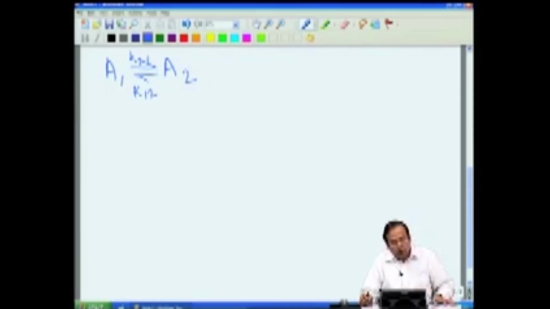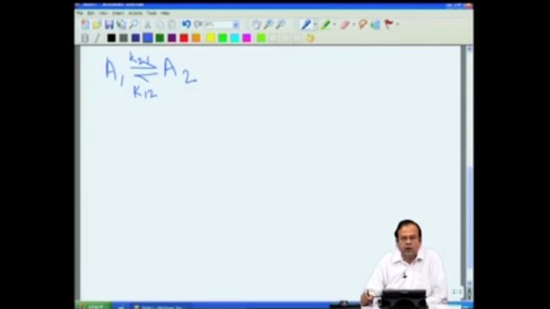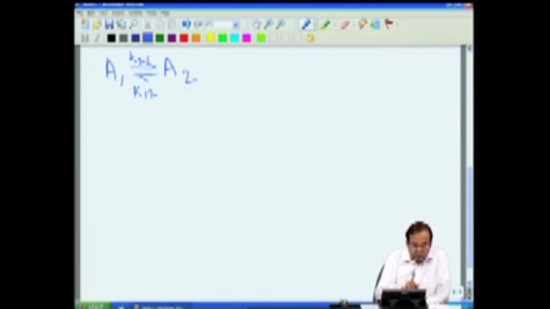So, now let us try to work around the kinetics of this process, but this time instead of using concentration we will use mole fractions. It is one and the same thing, because by taking the individual concentration and dividing it by the total concentration, we will get the mole fraction. So, we will write this kinetics in terms of mole fraction.